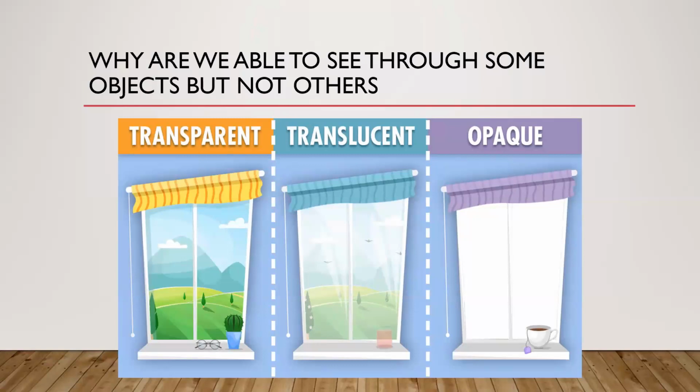Lastly, we cannot see through an object at all because it does not allow any light to pass through it. This object is known as an opaque object, and one example is ceramic. We cannot see through a ceramic material.